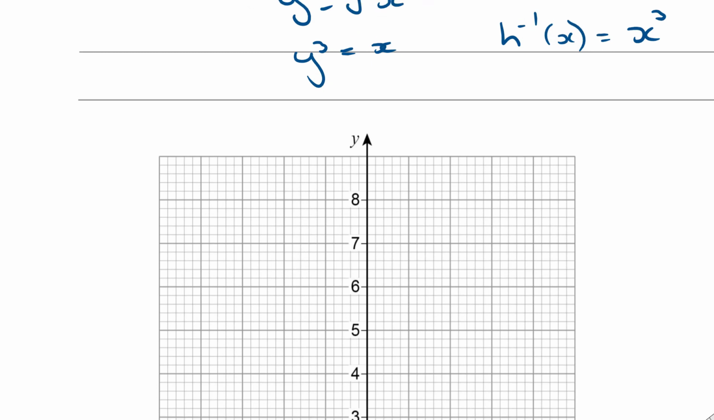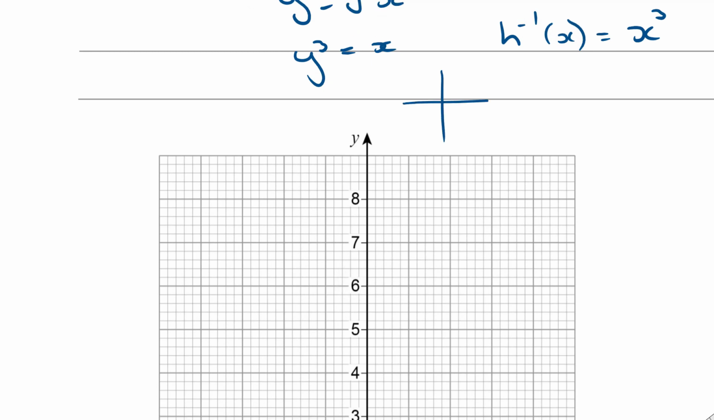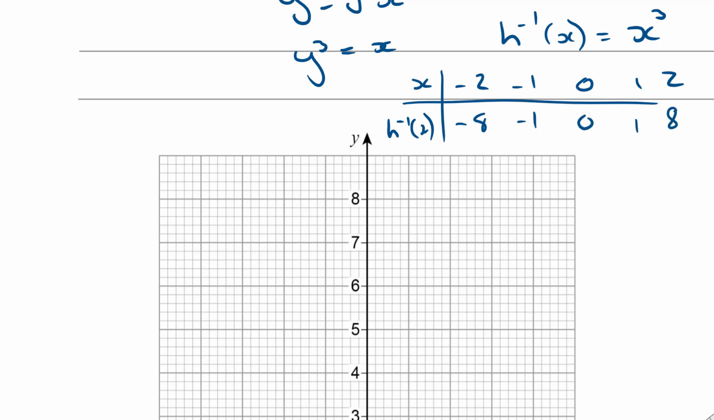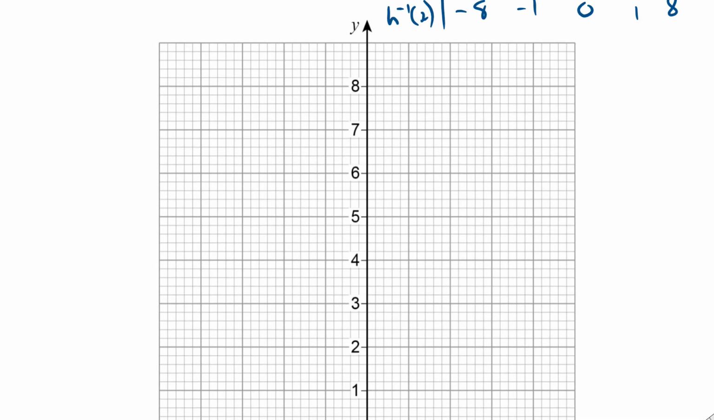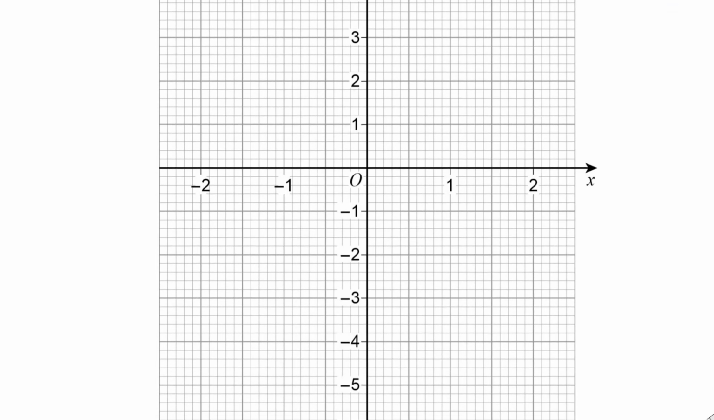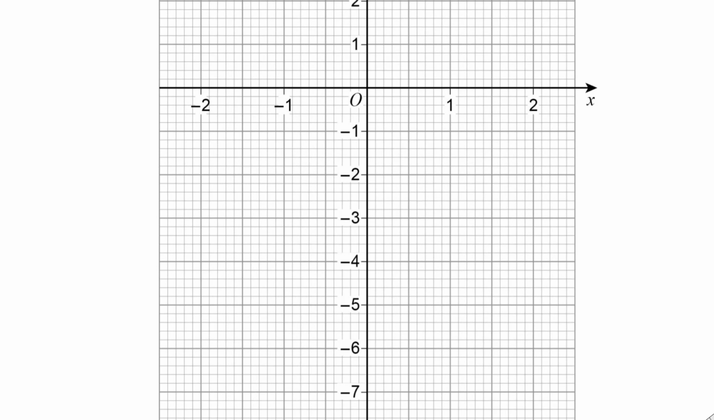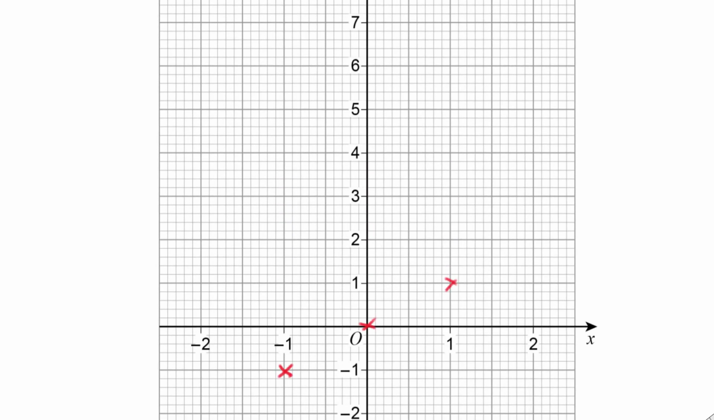So I need to draw that function, y equals h to the minus 1 of x, between minus 2 and 2. So if we draw a quick table of values, from minus 2, minus 1, 0, 1 and 2 for x, then h to the minus 1 of x is going to be the cube of those. So minus 2 cubed is minus 8, minus 1 cubed is minus 1, 0 cubed is 0, 1 and then 8. Okay, so minus 2, minus 8 is down here. Minus 1 goes with minus 1, 0, 0, 1, 1, 2, 8 up there.